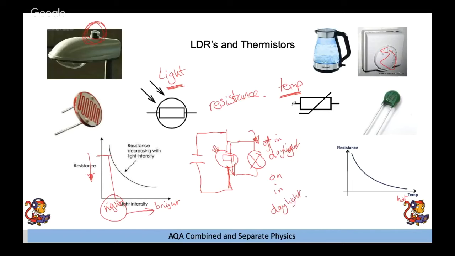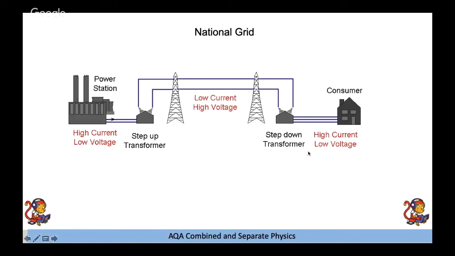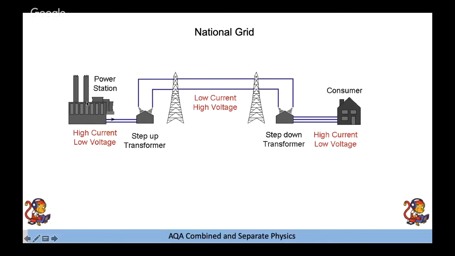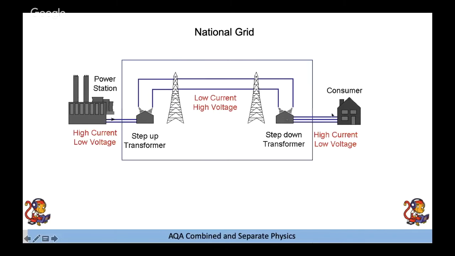Now for a thermistor, it really does depend whether you're going to turn on a cooling device or turn on a heater as to whether it wants to be in series or parallel. Okay, the national grid. We don't need to know loads about this, but this is a diagram showing a power station, step-up transformer, pylons, cables, step-down transformer and homes. The national grid is a series of cables and step-up and step-down transformers, so power stations and houses are not included.